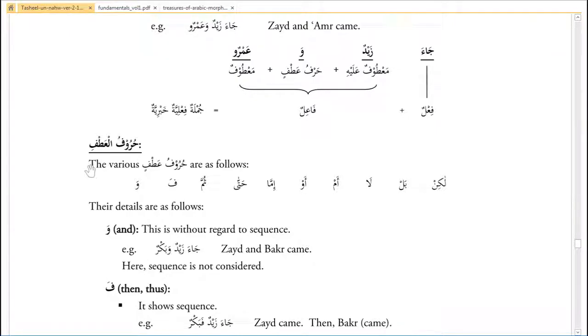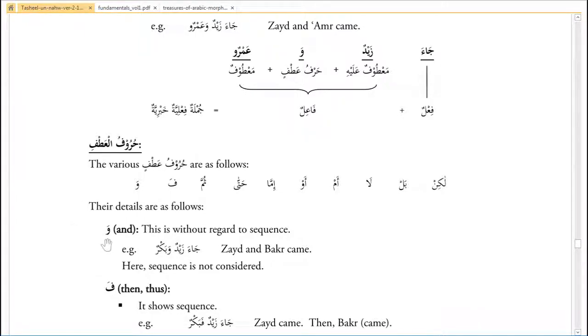And there are a few various types of حروف عطف. And the first one is واو, ف, ثم, حتى, إما, أو, أم, لا, بل, لكن. They are all حروف عطف. They come between words or sentences and then join them together. So the first one is waw.